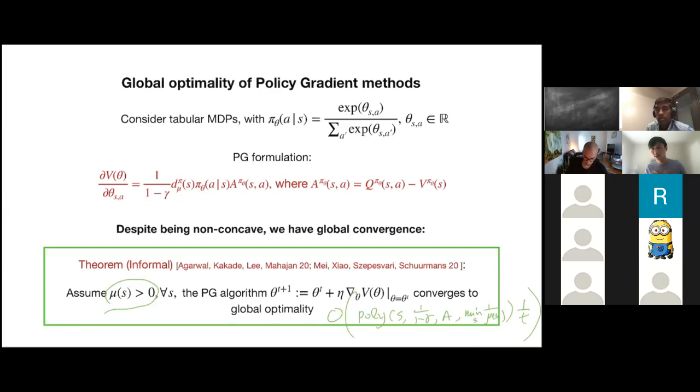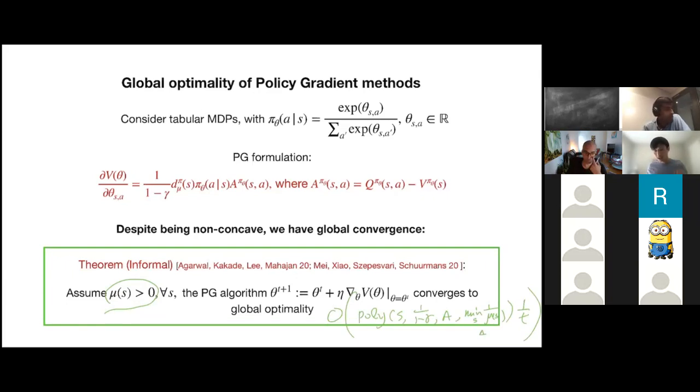Which could be very bad if your MDP is very big, and it could be very bad if your initial state distribution happens to have small support in some states, because this depends on the minimum over S of 1 over mu S.